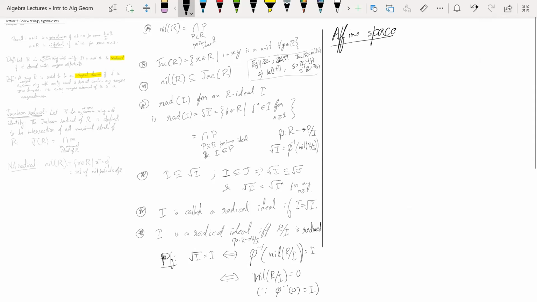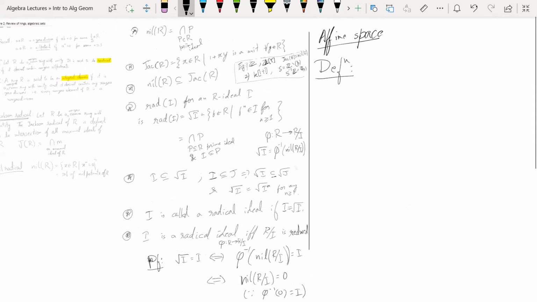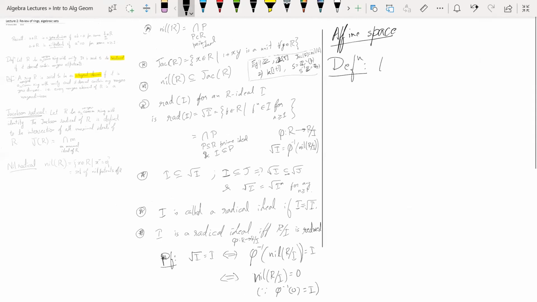Okay, so now we'll talk about affine space and the zero set. Since you said you have seen Zariski topology, you may have seen these as well, but nevertheless, since this was anyway outside the syllabus, we'll go at our own pace. Okay, so definition. First we'll define affine space and then zero sets and so on. So let K be an algebraically closed field.